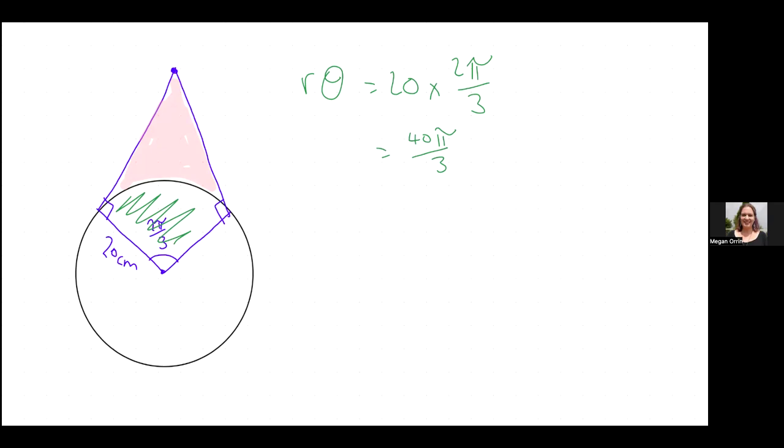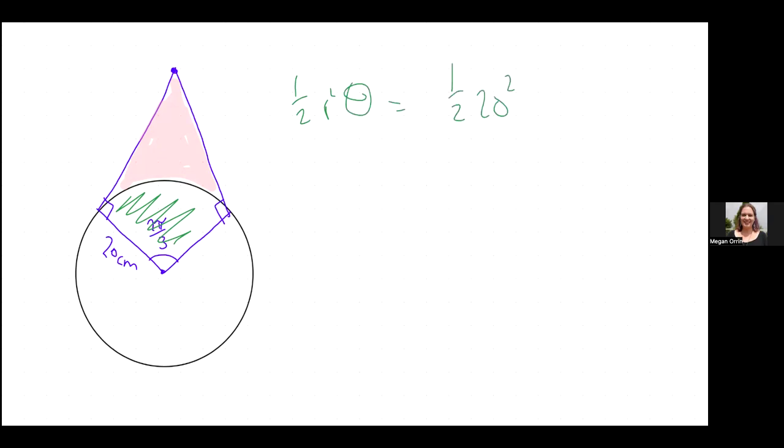That's arc length. What do we want? Area. What's the area one? Good. Half r squared angle. So we've got half 20 squared times 2 pi over 3. All right. So what's half of 400?